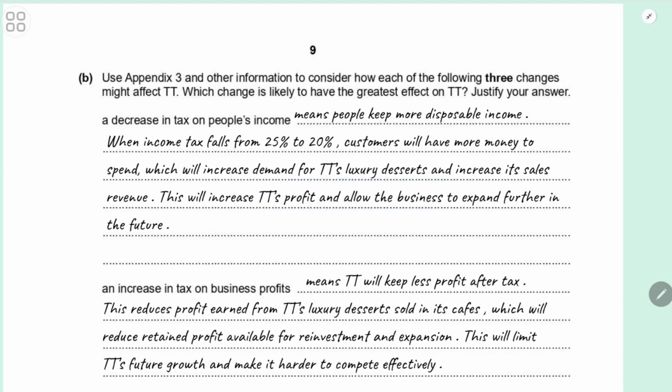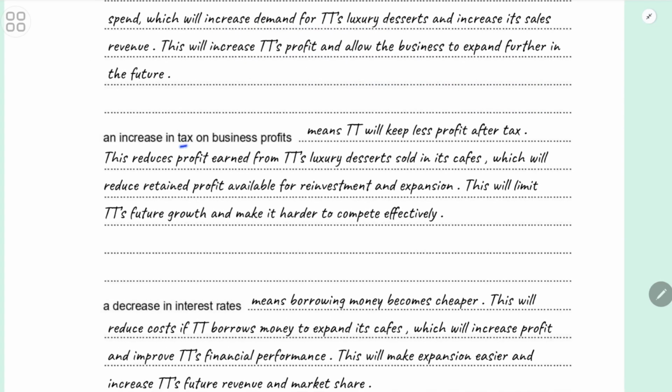An increase in business profit tax means TT will keep less profit after tax. This reduces profit earned from TT's luxury desserts sold in its cafes, which will reduce retained profit available for reinvestment and expansion. This will limit TT's future growth and make it harder to compete effectively. This paragraph clearly shows knowledge, application, and developed analysis explaining the impact on TT's growth, which achieves level 2.